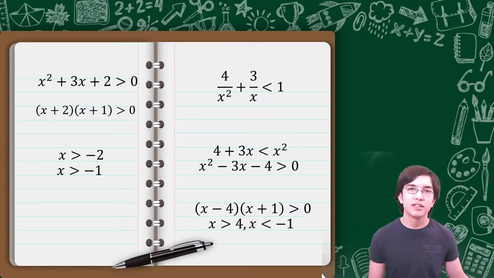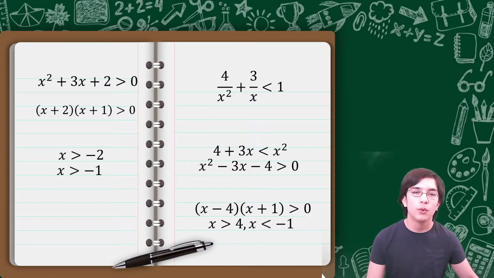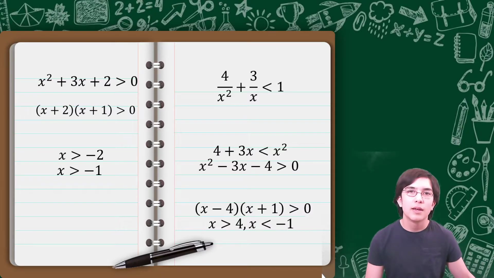You can test your answers after this. You can check your answers by feeding in the values to the equation. So if x equals 4, 4 squared minus 3 times 4 minus 4 is 16 minus 16, which is 0. So now we know that x does have to be greater than 4 to be greater than 0.